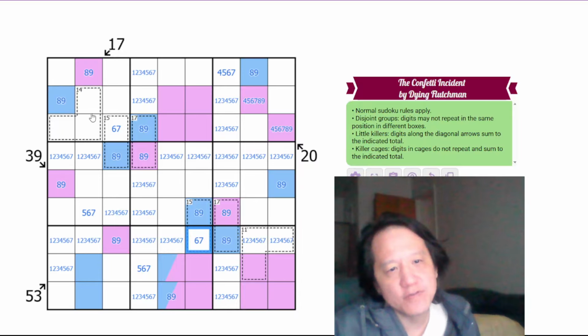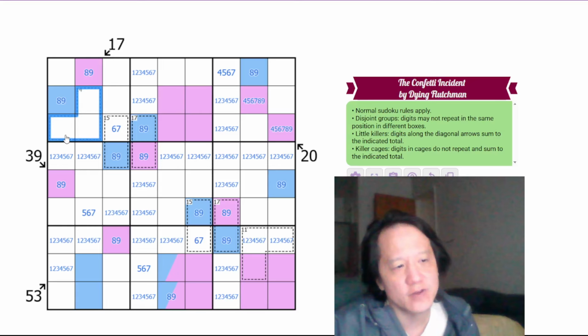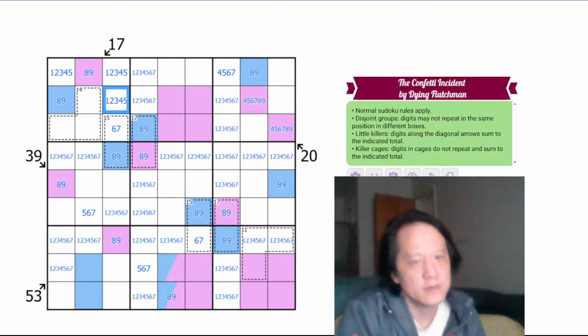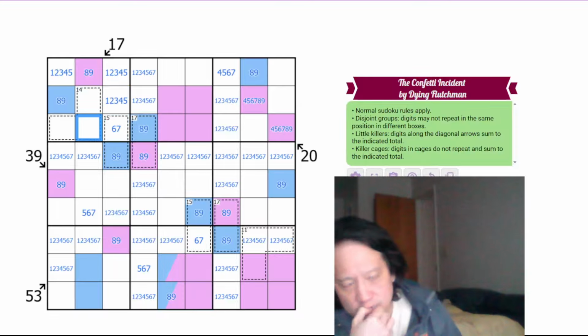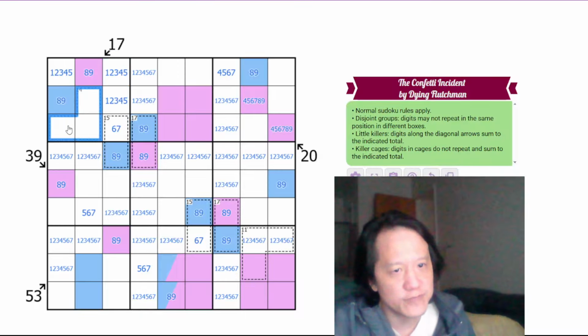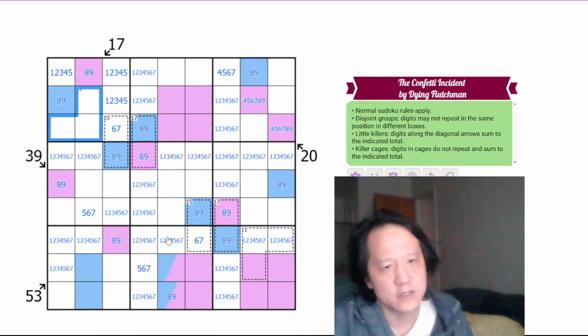Can you have this 14 without the other 6 and 7? I believe the answer is no, right? If you don't have 6 or 7 here, the most it could add up to is 3, 4, 5. So you have to have the other 6, 7 here, which means the other digits in this box are 1 through 5. Can you have a 5 outside? Yes, 3, 4, and 7 does add up to 14, so that's possible.